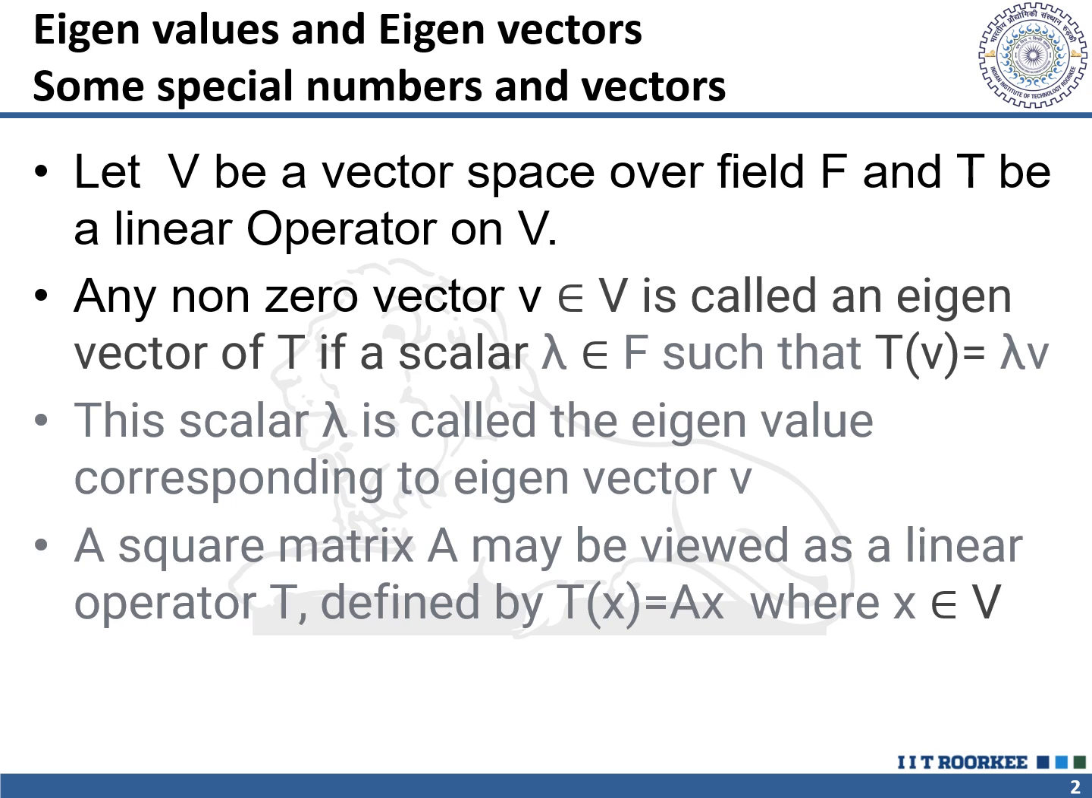When we give any input vector v to linear operator T, the output should be in the direction of the input vector or opposite to the input vector. Such vectors are called eigenvectors, and this scalar lambda is called the eigenvalue corresponding to the eigenvector v. A square matrix A may be viewed as a linear operator T. Define T of x equal to Ax, where x belongs to vector space V.